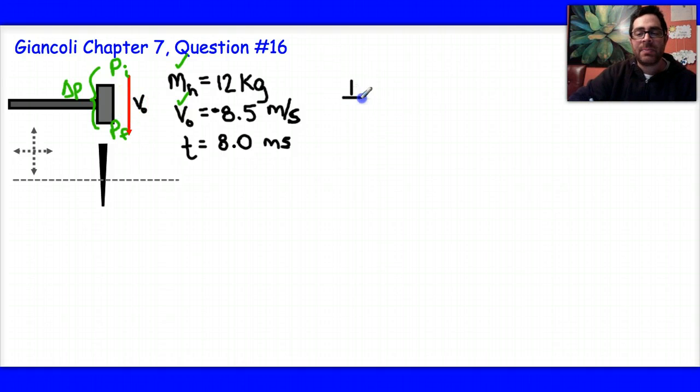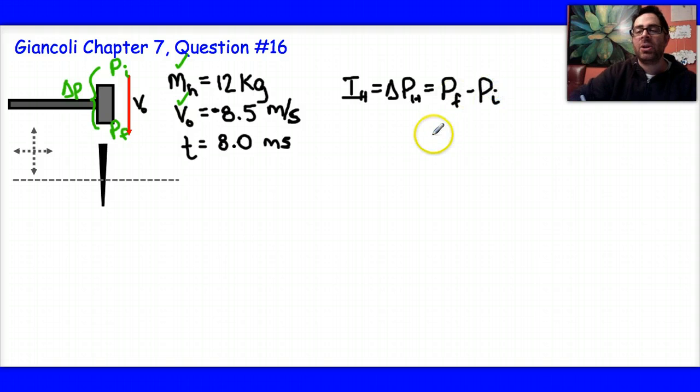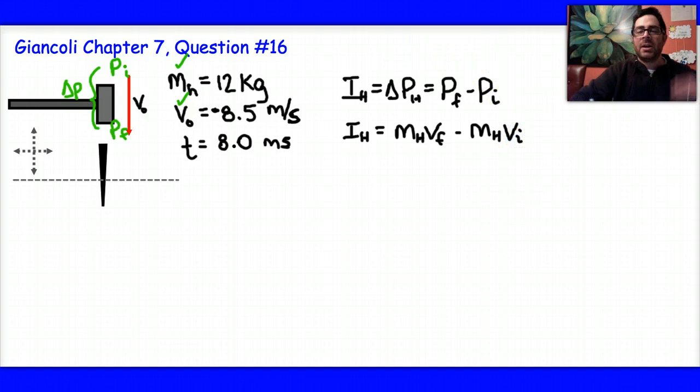We can say that the impulse delivered to the hammer by the nail is going to be equal to the change in momentum of the hammer, delta P sub h, and that's going to be P final minus P initial. And when I write this out, I can, in the second line, say that my final momentum of the hammer is going to be the mass of the hammer, m sub h, times the final velocity minus the initial momentum, which is the mass of the hammer times the initial velocity.